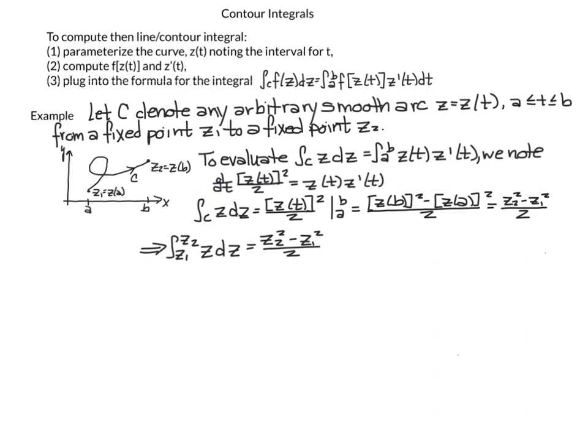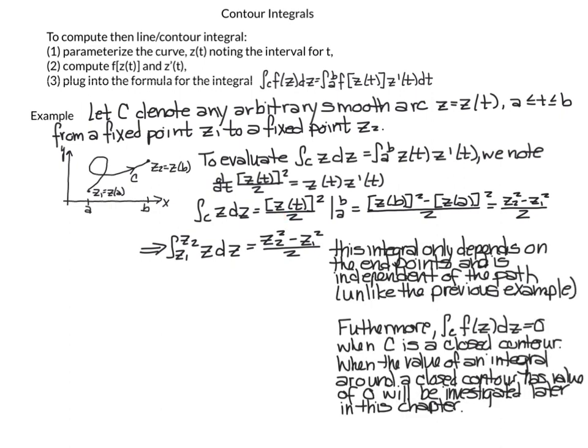So when we take the integral over C of z dz, that's equal to z of t squared over 2 evaluated at a and b. You can plug in your a and b, and then you get z2 squared minus z1 squared over 2, which means that our integral is equal to z2 squared minus z1 squared over 2. There was nothing we had to include about the path. In other words, this integral depends only on the endpoints, and it is independent of the path, unlike our previous example. Furthermore, if C is a closed contour, we'll see that the integral is equal to 0.